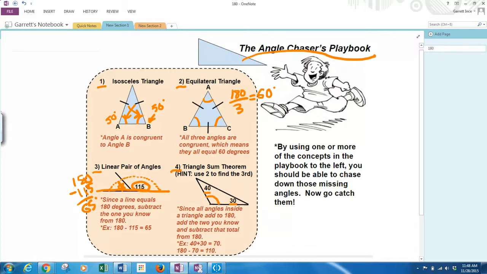The strategy there, which I noted, is to use the 2 to find the third. So you can add up the 2 that you know. So in this example, 40 plus 30 together are going to add up to make 70 degrees. Now we know that this third angle is all of the leftovers for that triangle, and that triangle is 180 degrees total. So if we take 180 and subtract the total from the 2 that we know, that's going to leave us with 110 degrees for that leftover angle.